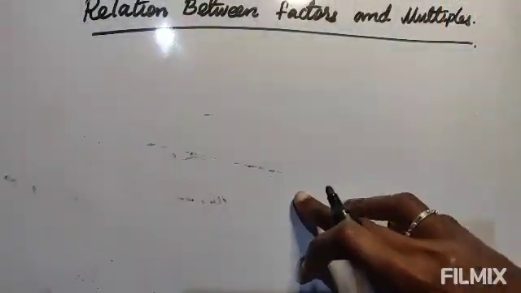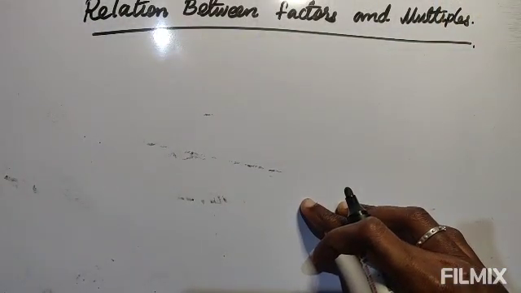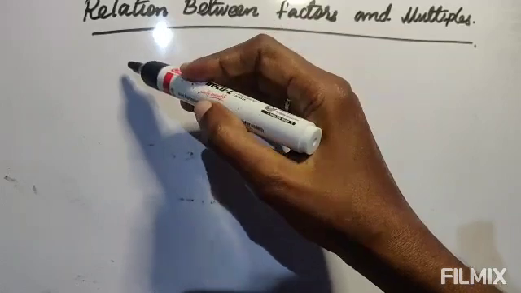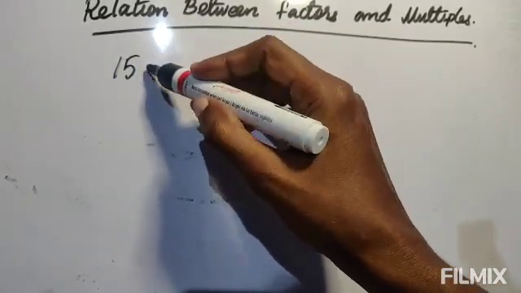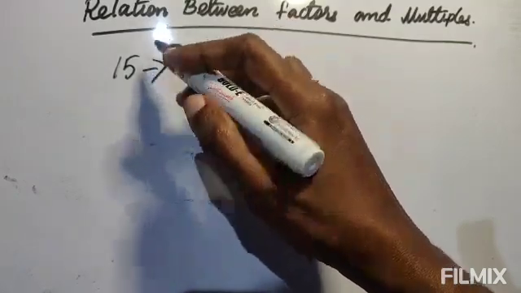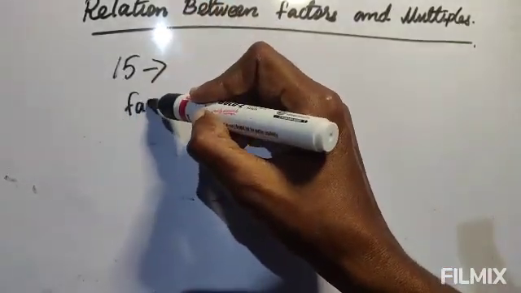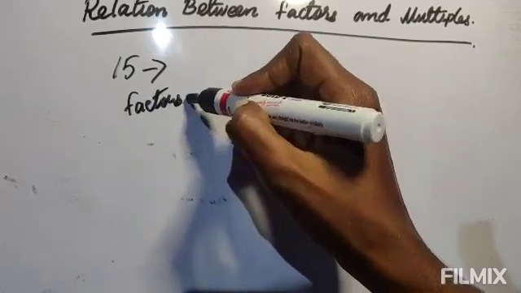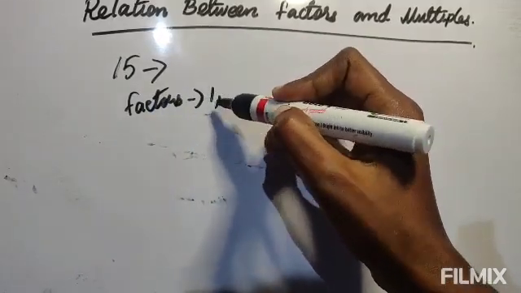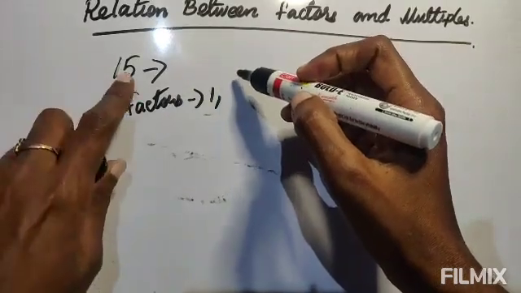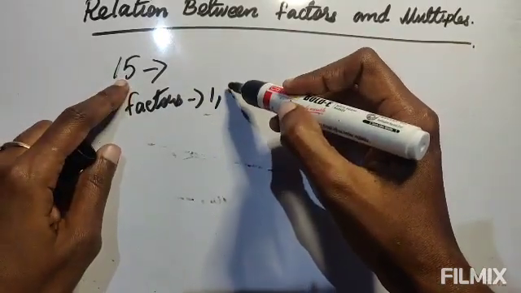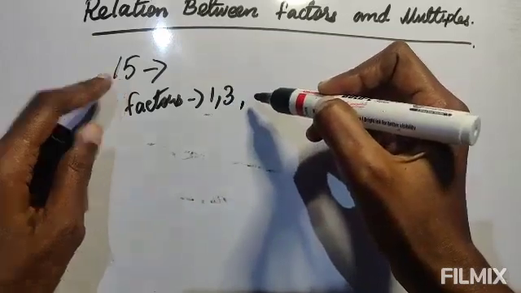Now let's see the relation between factors and multiples. For example, let's take 15. The factors of 15 are: 1 can divide. It is an odd number, so 2 will not divide. Again 3: 1 plus 5 is 6, and 6 you can divide by 3, so 15 also you can divide.